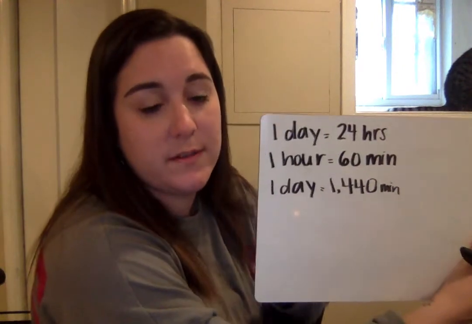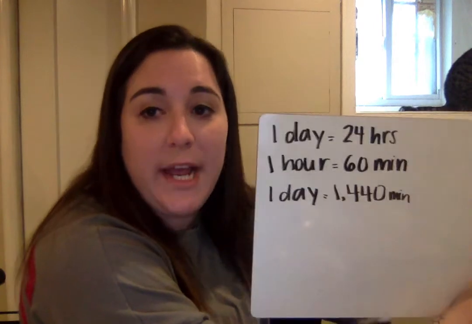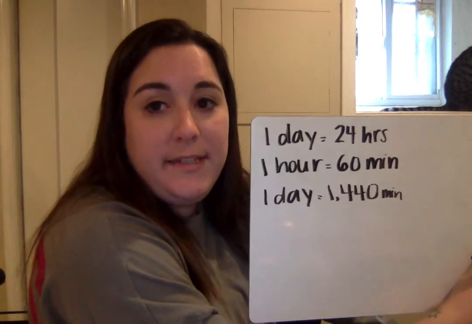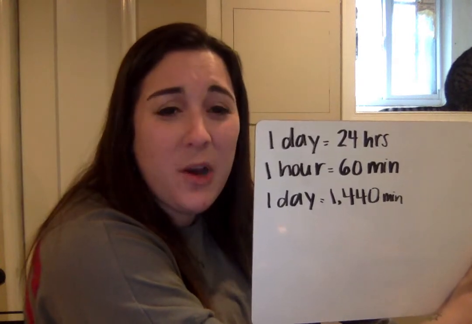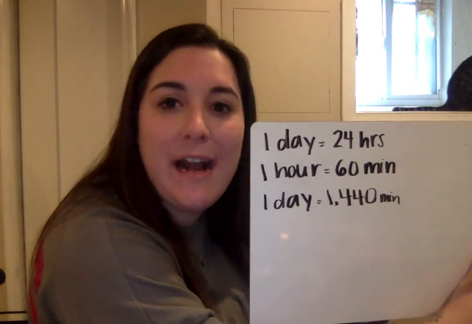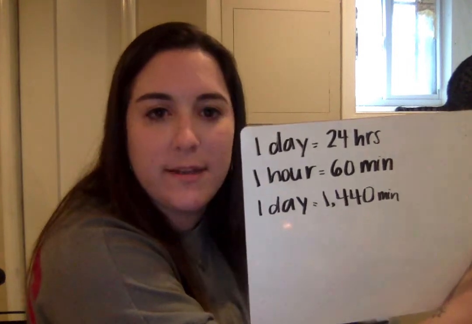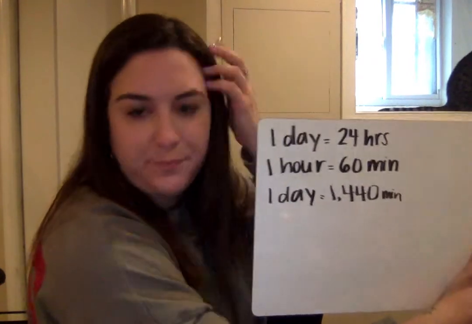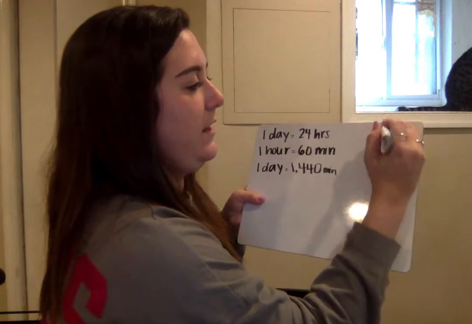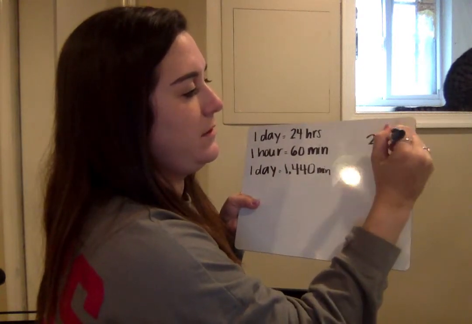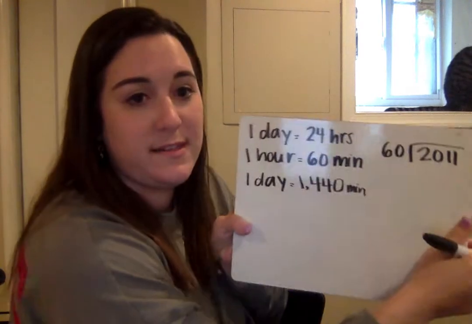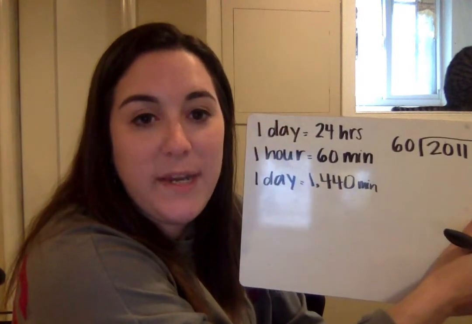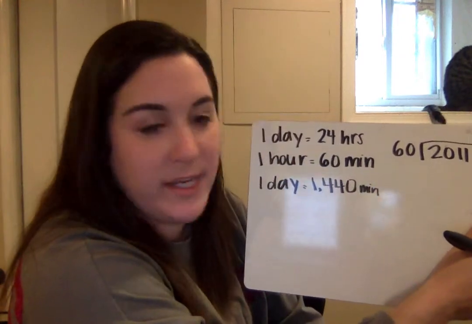So I'm going to think about a couple different ways that I could solve this. The first way is I could say, okay, I have 2011 minutes, and I want to know how many hours that is. How many hours are in 2011 minutes? All right, so I'm going to say 2011 minutes divided by 60 minutes, because that's going to tell me how many hours are in 2011 minutes.